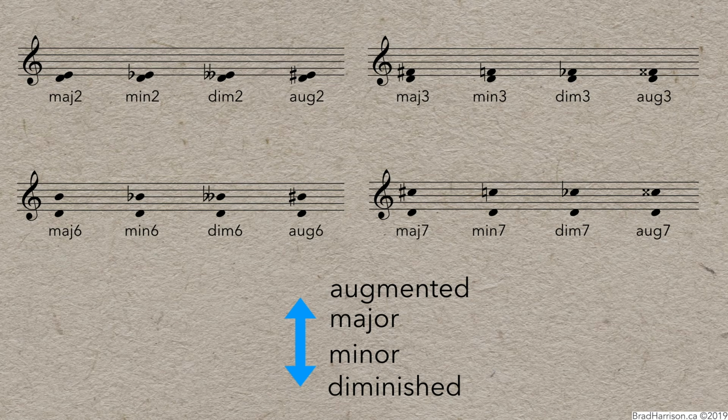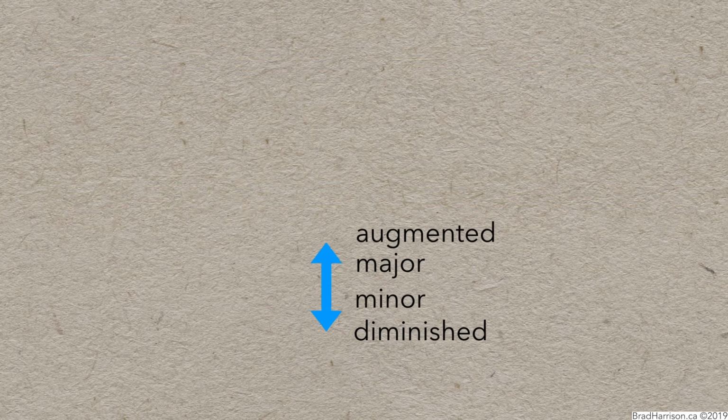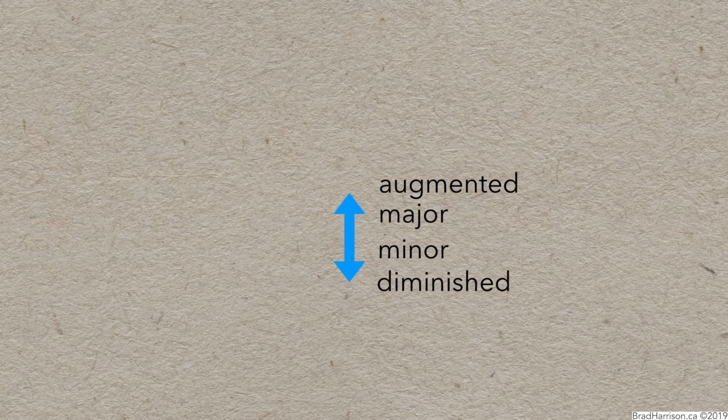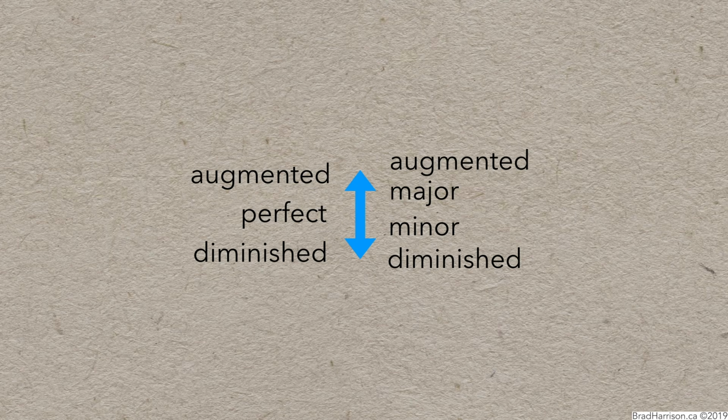So far, we've only been talking about alterations for major intervals. The perfect intervals are similar with one important difference. While the major intervals have 4 forms, major, minor, augmented, and diminished, the perfect intervals only have 3. Augmented is the same, 1 semitone larger, but 1 semitone smaller is called diminished. There is no minor version of the perfect intervals.